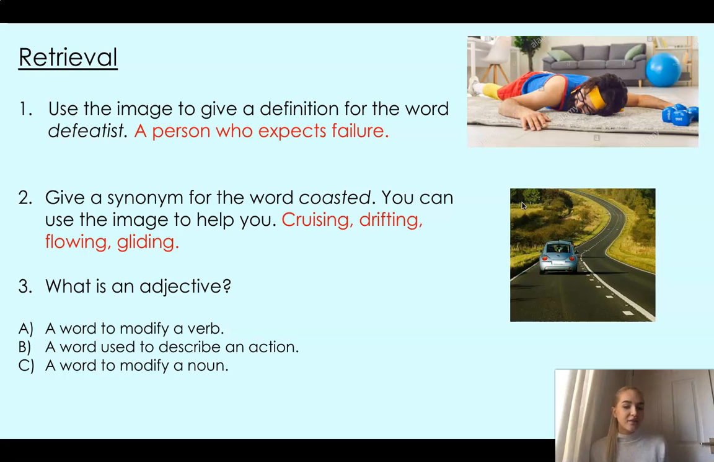And finally, number 3, what is an adjective? Does an adjective modify the verb? Does it explain the verb? Does it describe an action? Or does it modify and explain a noun? That's right, it explains a noun. We're going to be looking at lots of nouns and lots of adjectives today too.